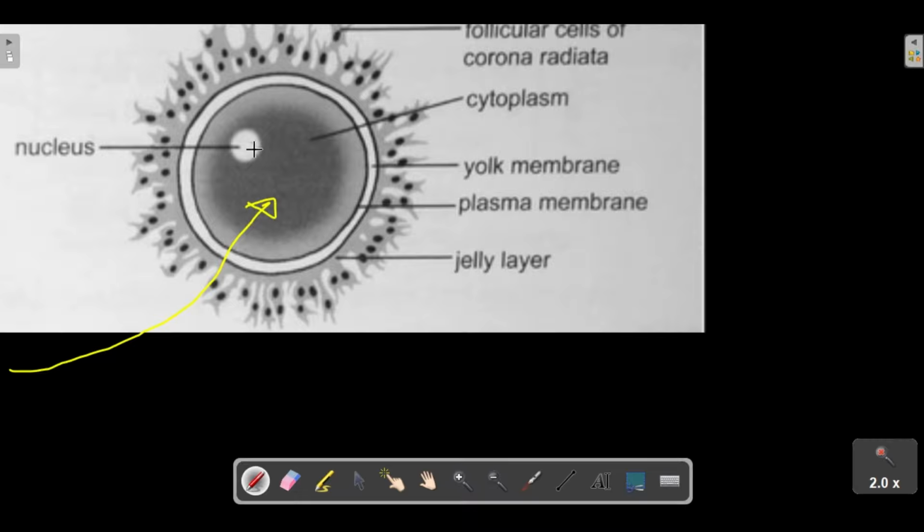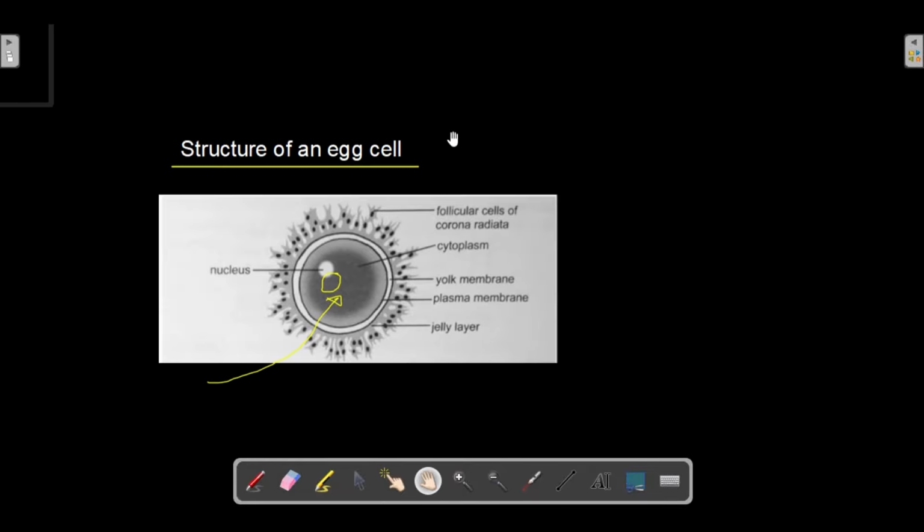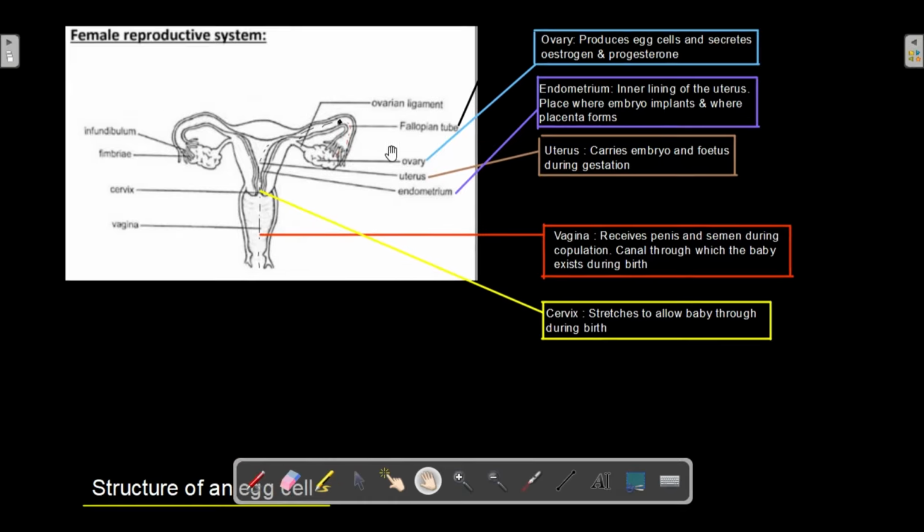Inside you have the nucleus, and of course, this is the cytoplasm. The nucleus of the sperm cell has to fuse with the nucleus of the egg cell, and then you form what? The zygote, right? And then fertilization has occurred. So it's as simple as that, really.